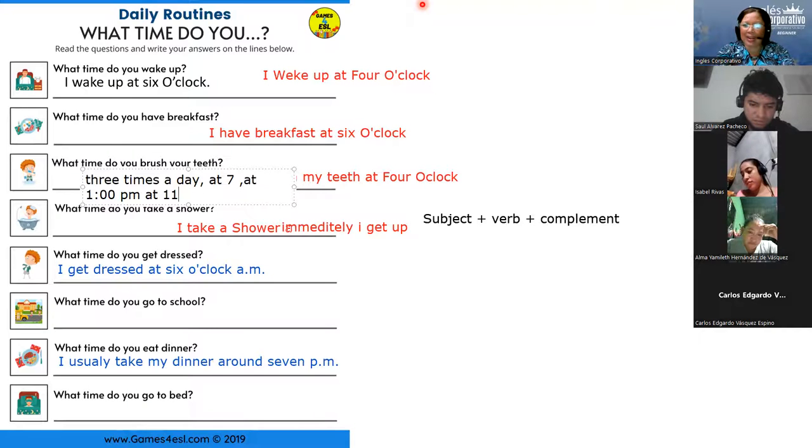Very good elaborated this answer. It's great. Okay, muy bien elaborada la respuesta. 3 times a day. Okay? At 7, at 1, and at 11. I'm sorry? Okay, sigo, ¿verdad?